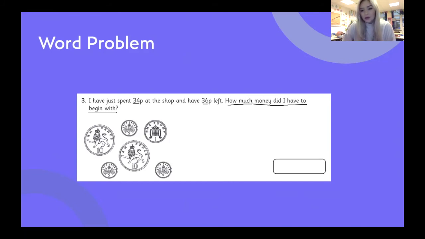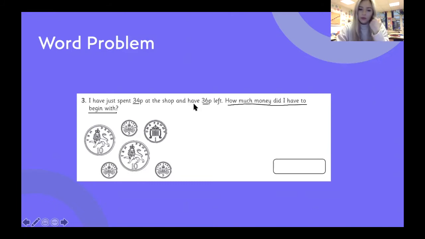So I'm going to let you pause the video and have a go at using the column method to solve this problem. Okay, hopefully you will have had a go at this. I'm going to go through it with you now and you can mark your work.